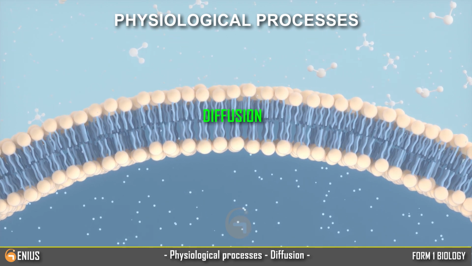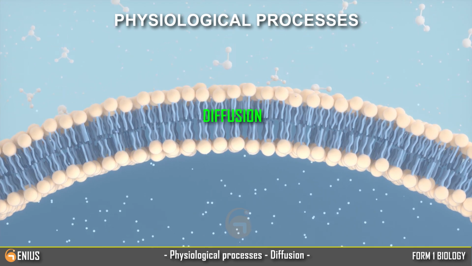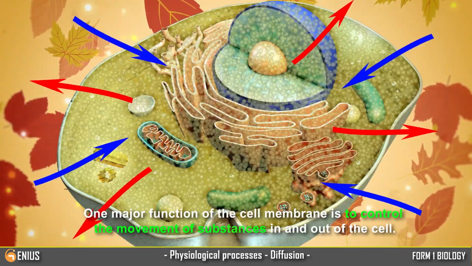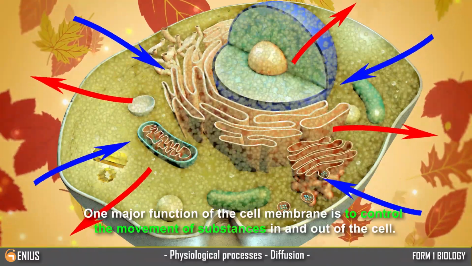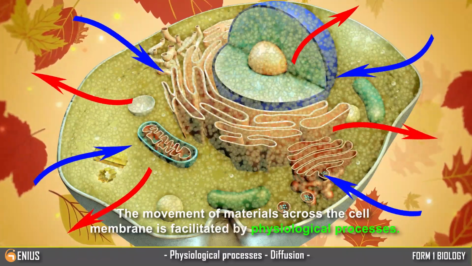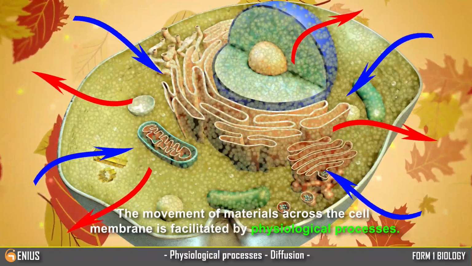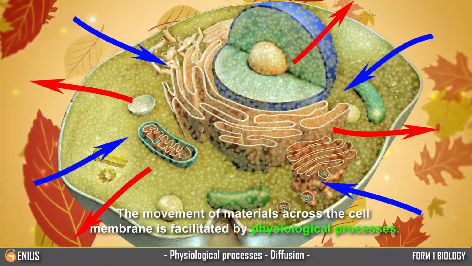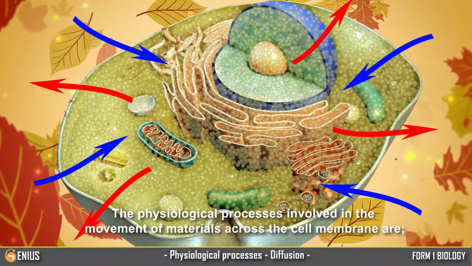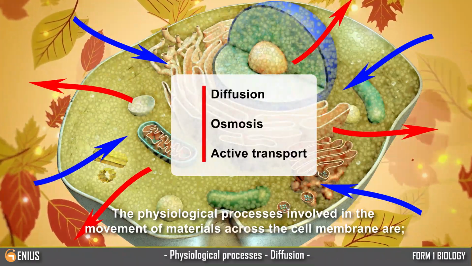Physiological processes. One major function of the cell membrane is to control the movement of substances in and out of the cell. The movement of materials across the cell membrane is facilitated by physiological processes. The physiological processes involved in the movement of materials across the cell membrane are diffusion, osmosis, and active transport.